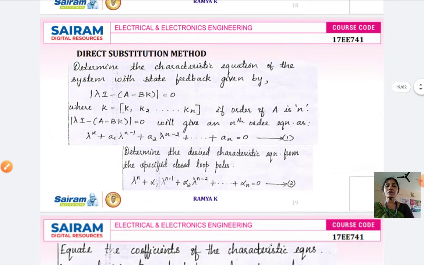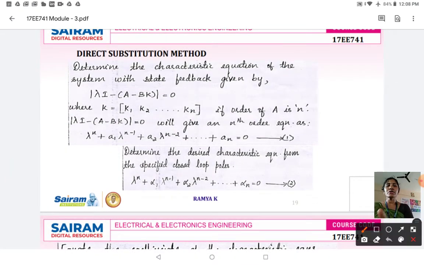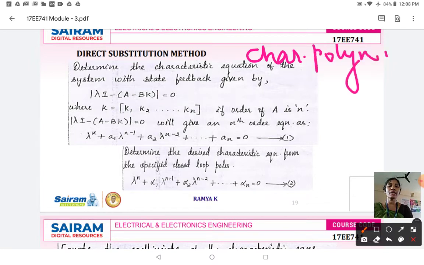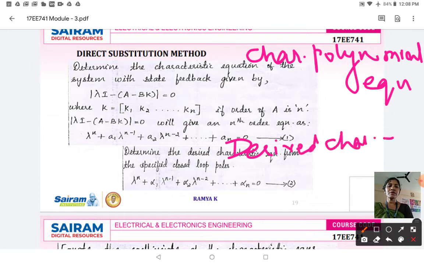In the direct substitution method, you have to identify two equations, that is, two characteristic equations. The first one is the characteristic polynomial equation, and the second one is the desired characteristic equation.